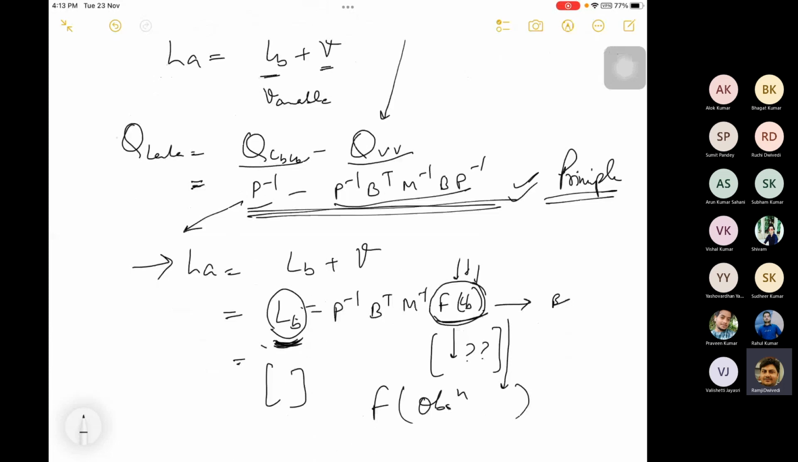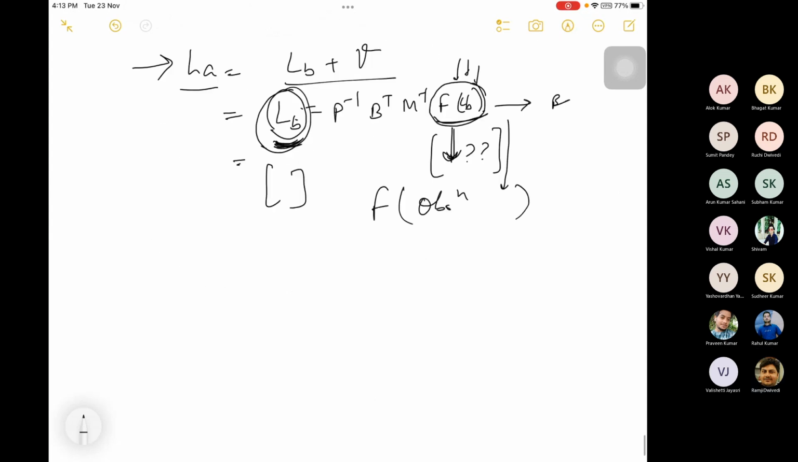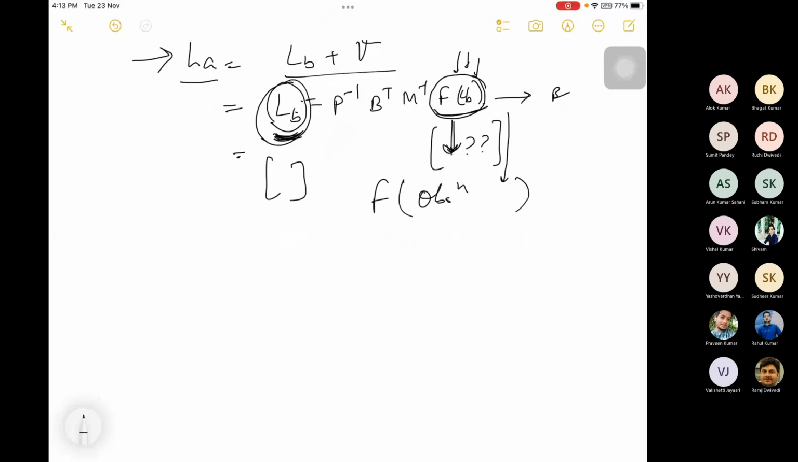There is another way to get the QLALA, if you go with this equation, LA is equal to LB plus V. But for that, you need to understand that you should have this function information well before you. Only then you will solve it out. If it is not available, you can work with the other one, because here one is vector, another is function. Okay. Any questions?